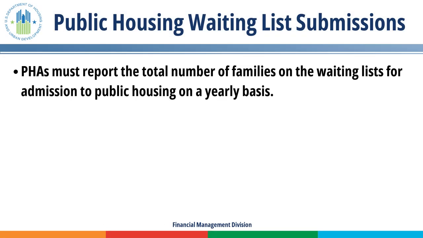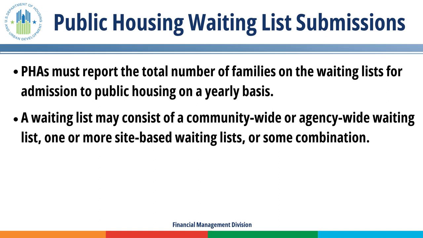PHAs must report the total number of families on the waiting list for admission to public housing on a yearly basis. While the term waiting list can refer to a single waiting list, there are often multiple sublists based on unit size and type. Depending on the size of the PHA, this waiting list may consist of a community-wide or agency-wide waiting list, one or more site-based waiting lists, or some combination of these two.